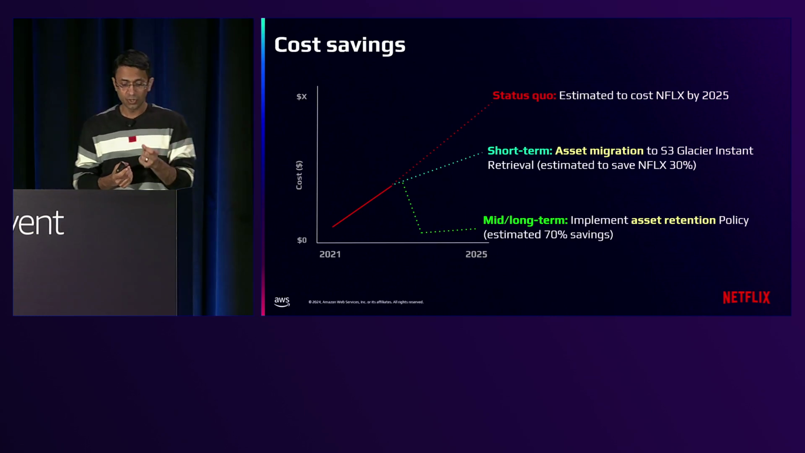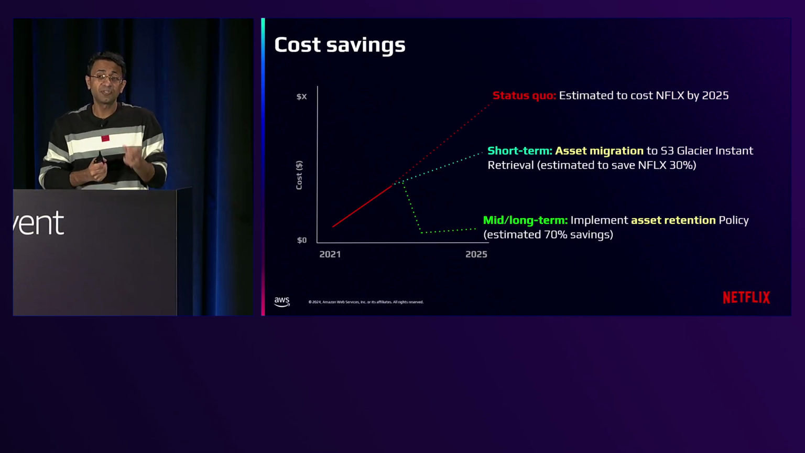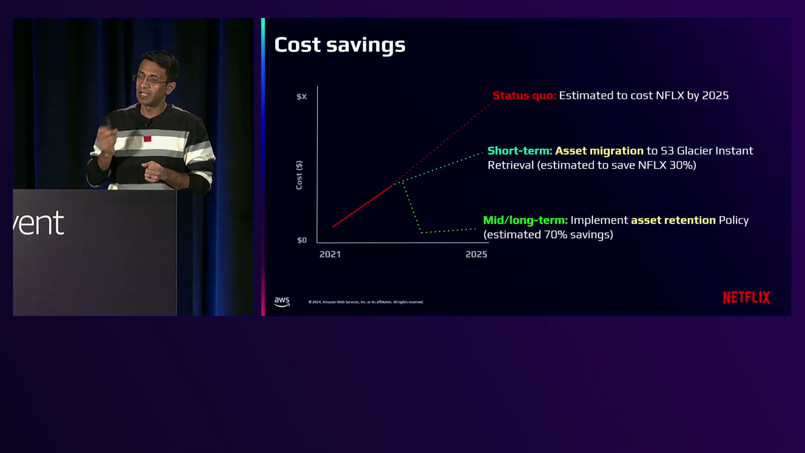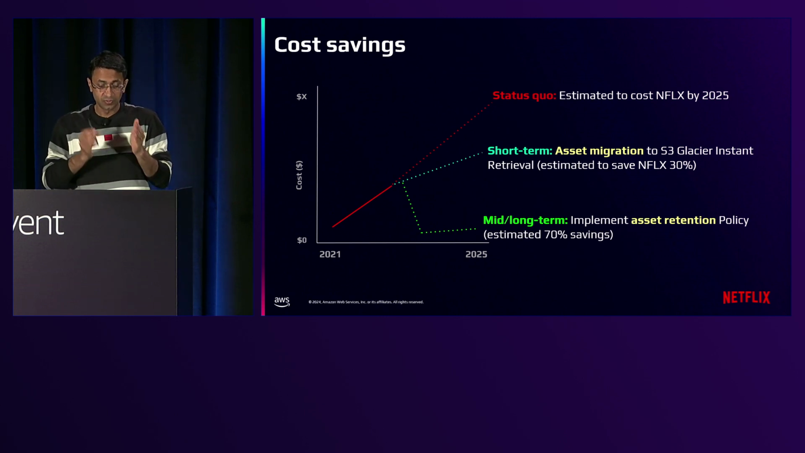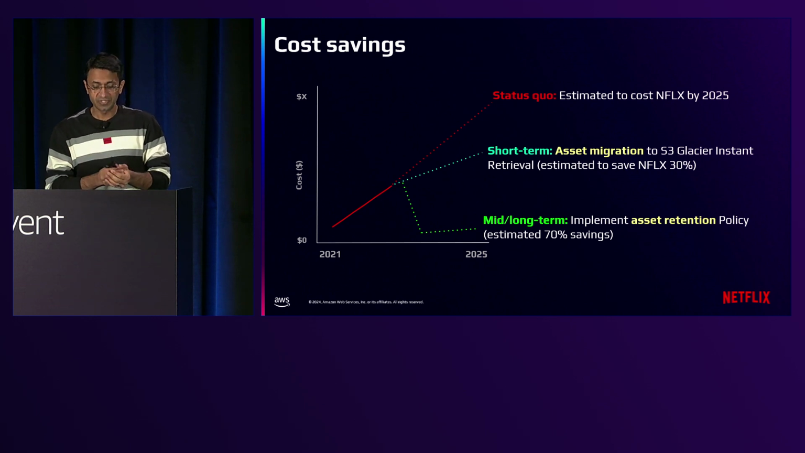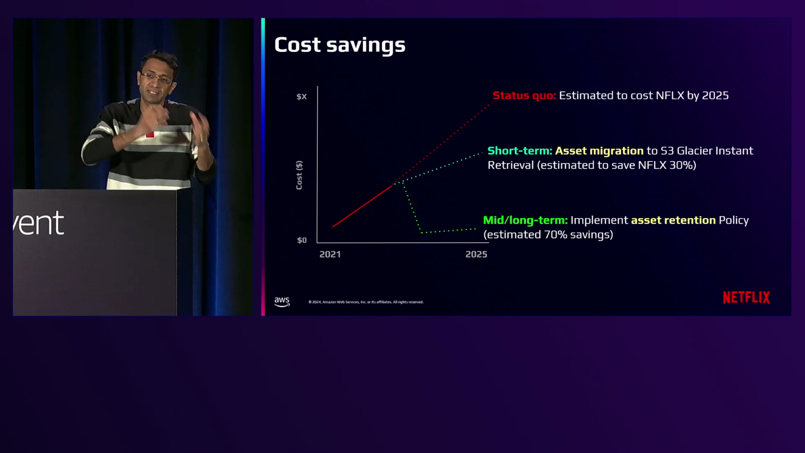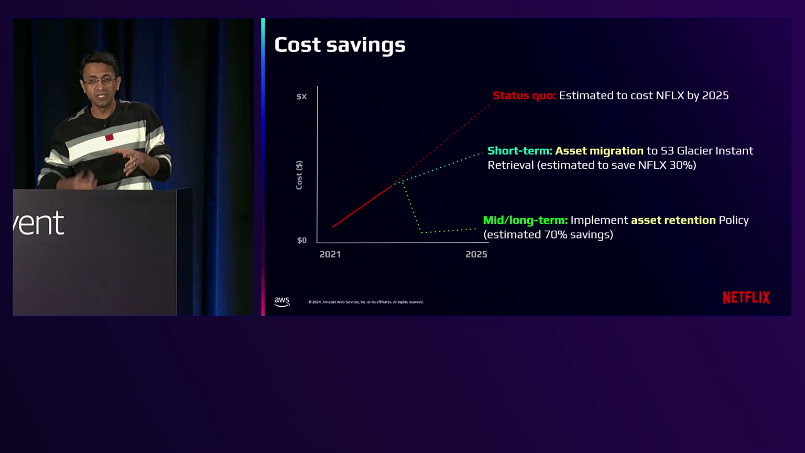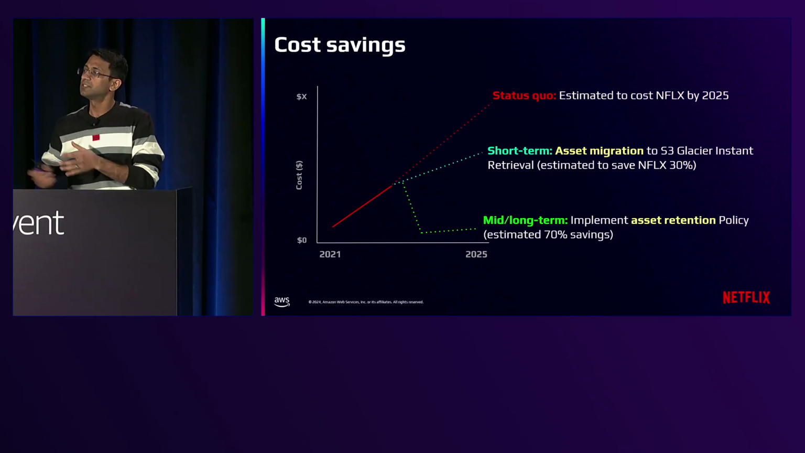First, in the short term, we implemented an asset migration strategy to Amazon S3 Glacier Instant Retrieval using built-in S3 lifecycle configurations while we developed our lifecycle management system. This migration alone reduced our costs by 20 to 30% compared to our initial spend. Since we already know that the access activity for older content is really low, this was a low-risk migration strategy for us.